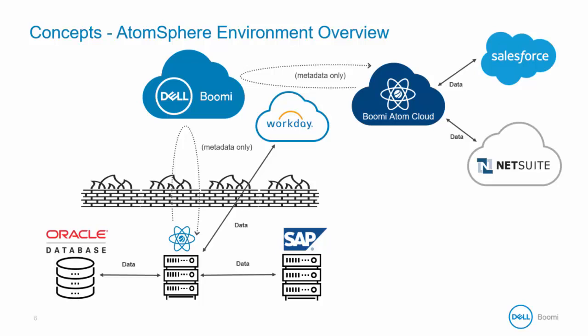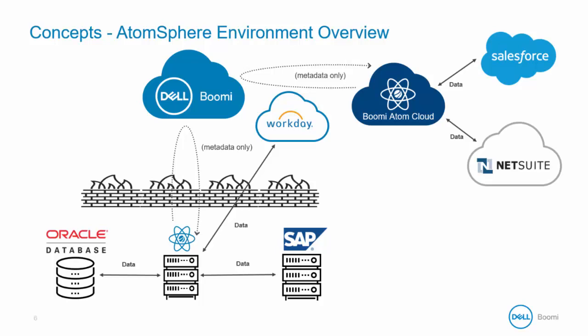In this illustration, the lighter blue cloud is the AtomSphere platform, and there are two runtimes pictured here. The dark blue cloud is the Boomi Atom Cloud, which is publicly available to all Boomi accounts, and the other is a local runtime installed behind a firewall. You can see that in both instances, the Atom passes only metadata through the platform, not the integration data itself.